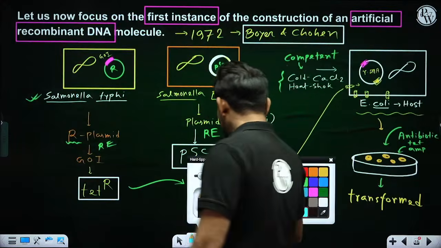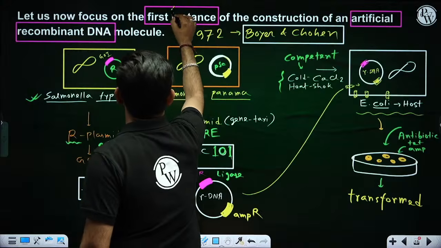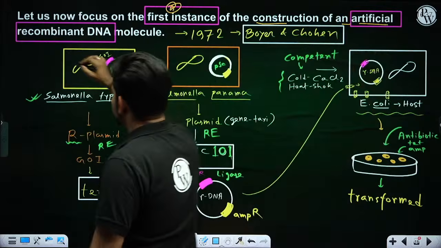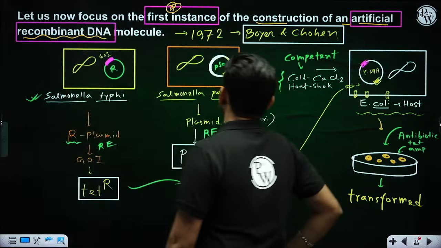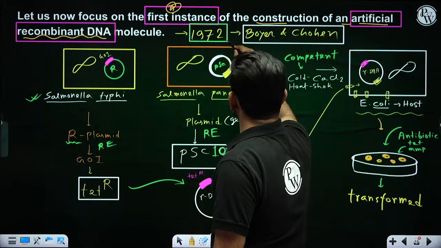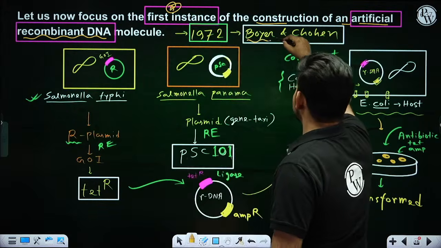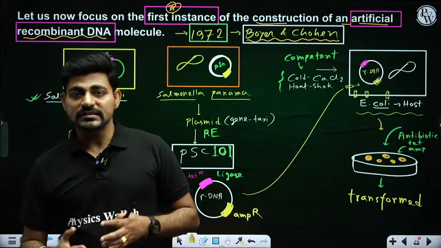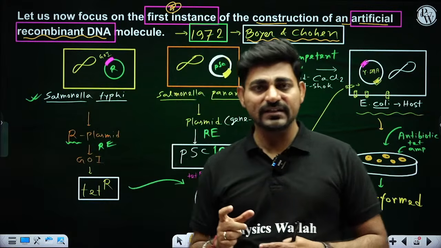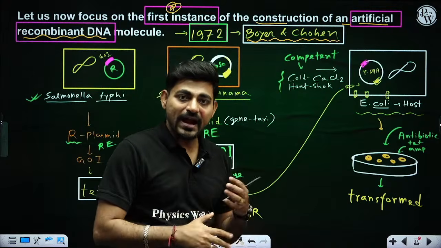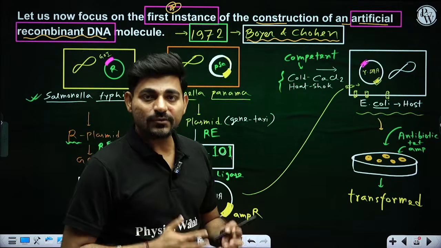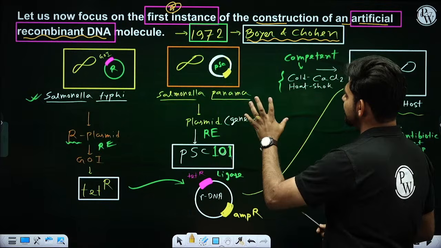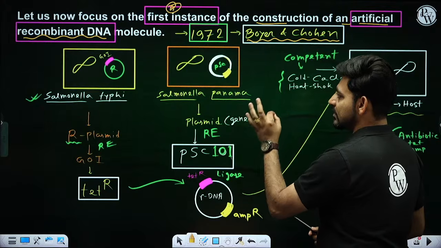Okay. Now we have to study the first instance of construction of an artificial recombinant DNA, and that was performed in 1972 by those two pioneers, Herbert Boyer and Stanley Cohen. Now I will be talking about the first artificial recombinant DNA which was constructed and transformed inside E. coli bacteria. Right. Now let's study the construction process of the first recombinant DNA.